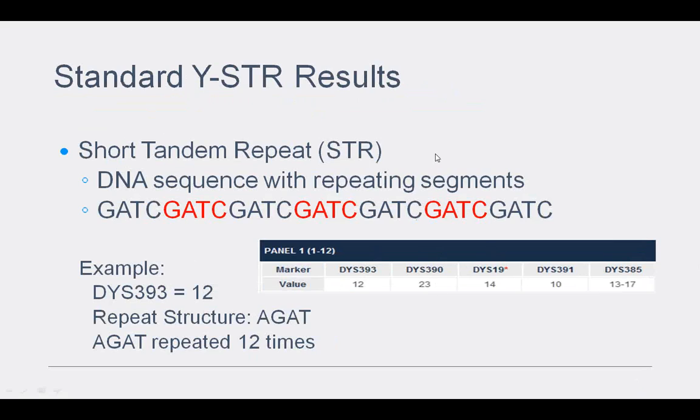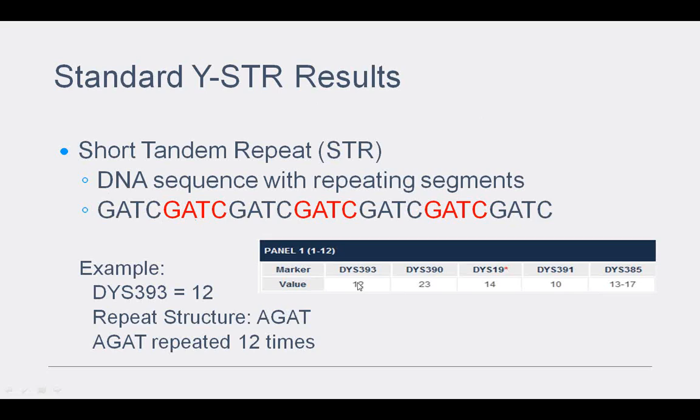These markers are known as short tandem repeats. STRs, that's where the title comes from, the standard Y STR results. A short tandem repeat: well, we all know what short means. Tandem means next to each other. And repeat, we know what repeat means. So basically these are short DNA segments with short repeating sequences next to each other. So for example, GATC, GATC, GATC, GATC. Something like this would be known as a marker or a short tandem repeat.